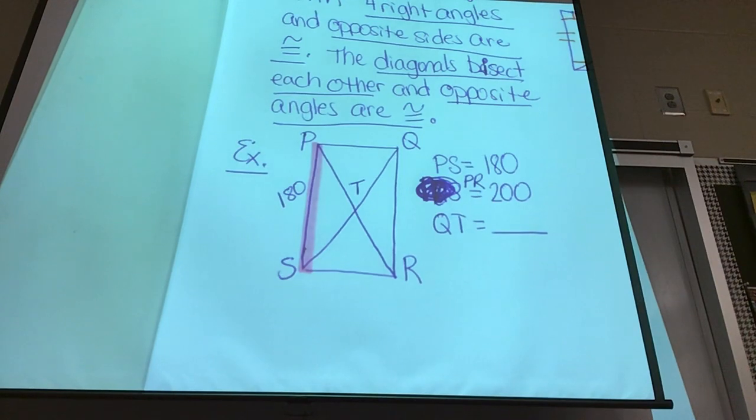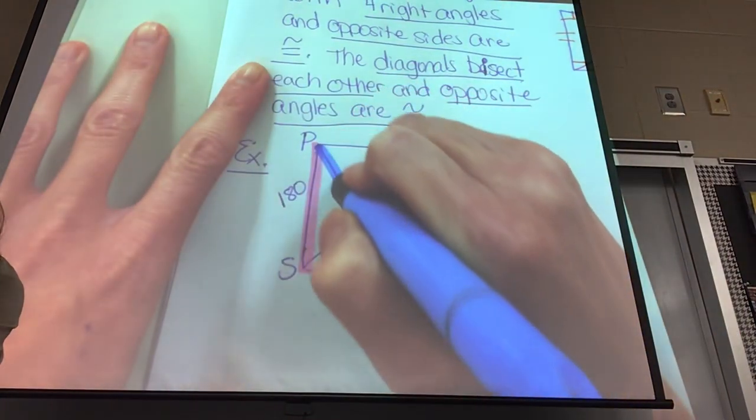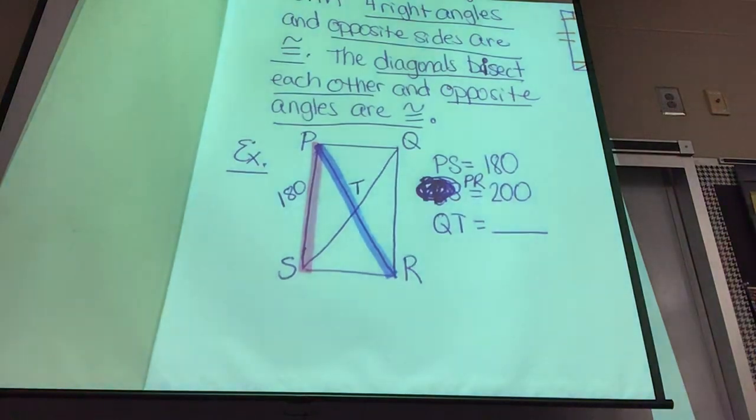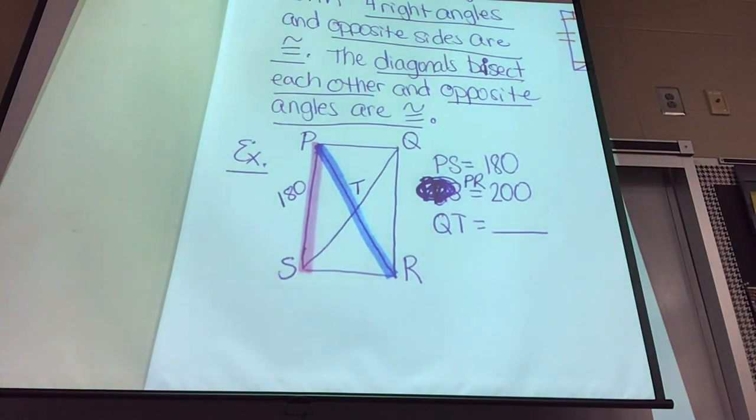Okay, so now that I have this right, maybe. So PR is where? Across from each other. The whole diagonal. It's this whole diagonal right here. So they gave us the side and they gave us the diagonal.